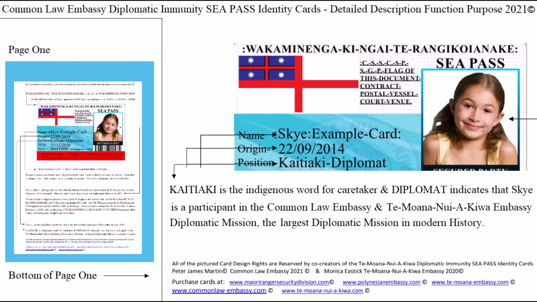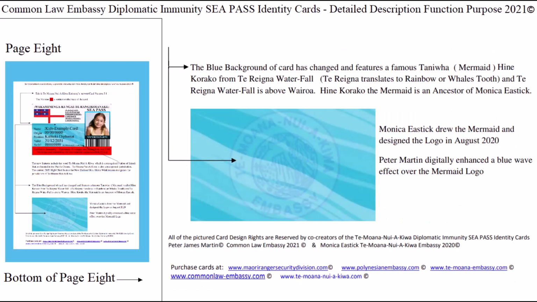Kaitiaki is an Indigenous word for caretaker, and diplomat indicates that the card bearer is a participant in the Common Law Embassy and Te-Moana-Nui-A-Kiwa Embassy diplomatic mission, the largest diplomatic mission in modern history. Monica Eastick drew the mermaid and designed the logo in August 2020, and Peter Martin digitally enhanced and watermarked the blue wave effect with the mermaid logo as the background for their cards.